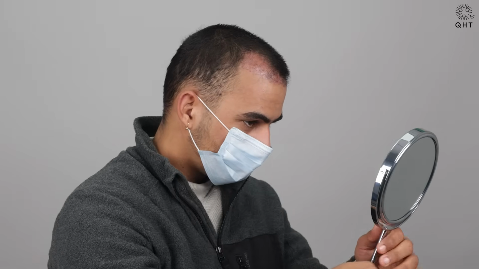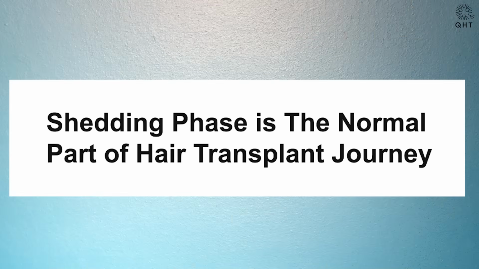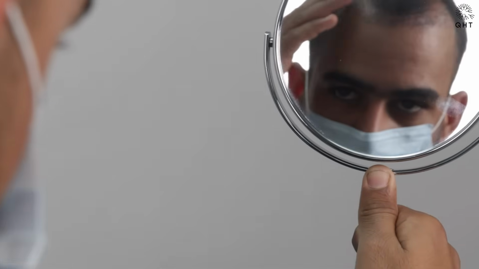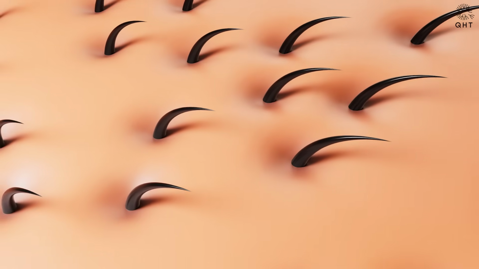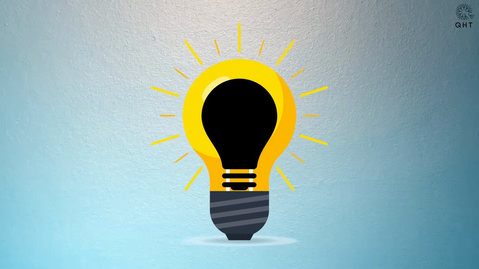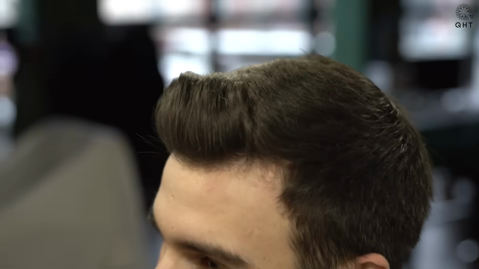Why do transplanted hairs fall out after a few weeks? This is known as the shedding phase, and it is a completely normal and expected part of the hair transplant journey. During this stage, the transplanted hair shafts naturally fall out while the roots remain safely embedded in the scalp. Far from being a setback, this process signals the start of a new growth cycle where healthier and stronger hairs begin to emerge in the following months, leading to fuller and more natural results.